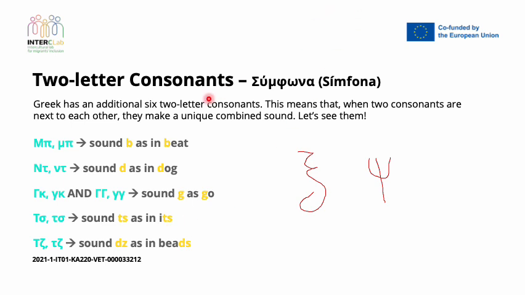So let's do a quick recap of what we have done so far, and then we will see the final sound, the final two-letter consonant. We have B, D, G, and T. The final combination that we will see in the Greek language is the letters T and Z. T and Z, when placed together, sound like Z, like the word beads. Okay, so B, D, G, T, Z.